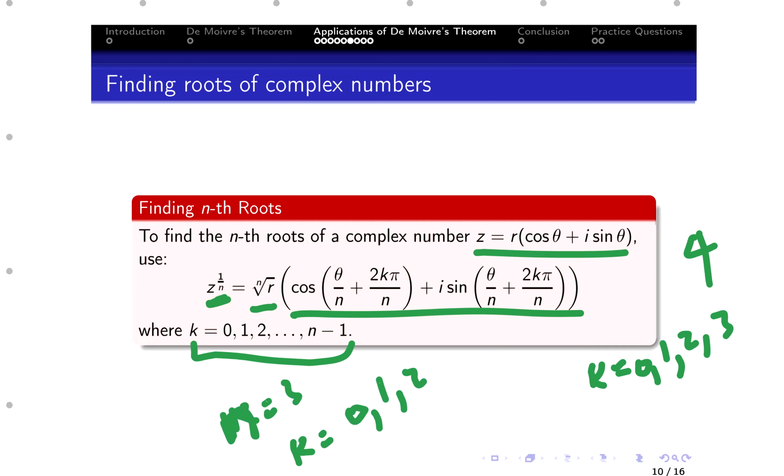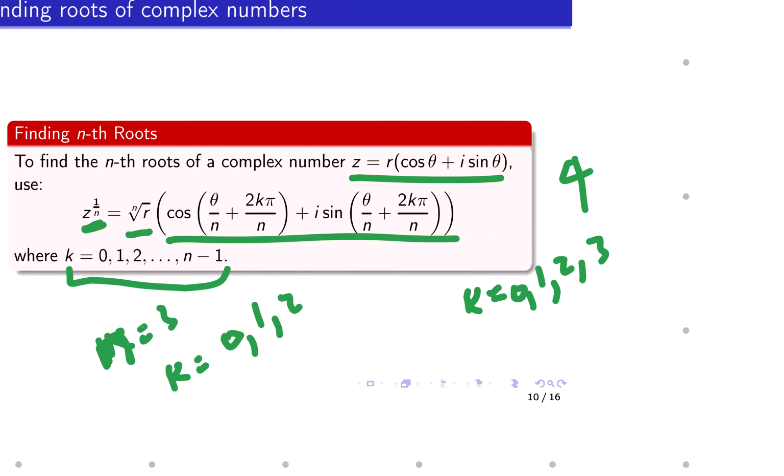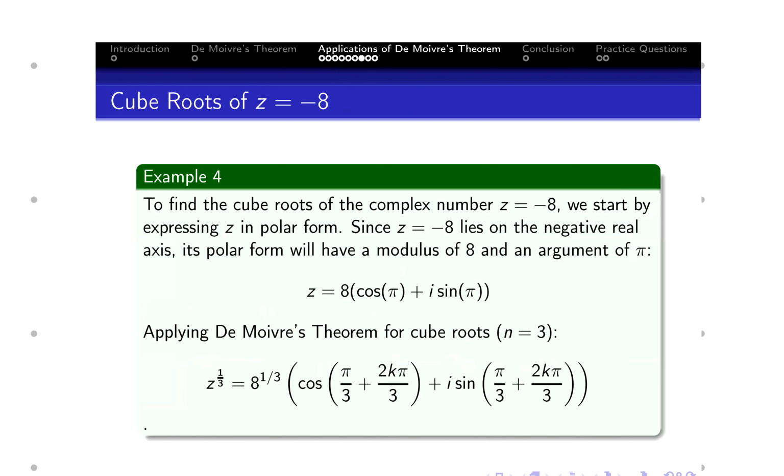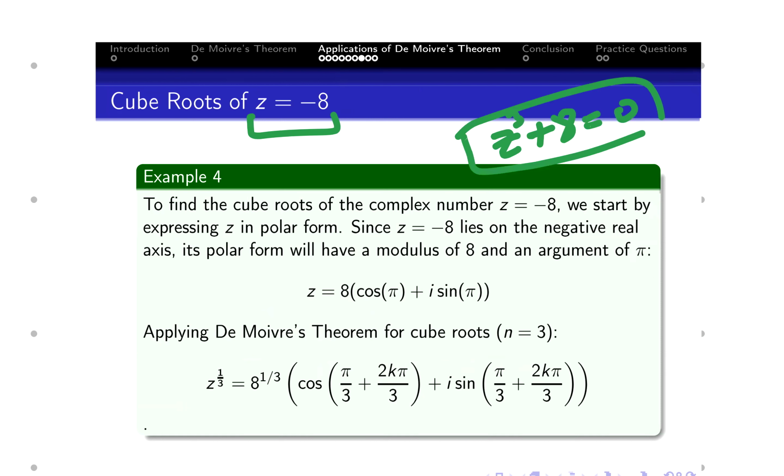Okay, so we go further into this. The question we have to deal with here is to take care of the cube roots of z equals minus 8. It's something like you have z cube plus 8 equals 0. It's more like you're solving this kind of problem. That's the idea of that. So to find the cube root of the complex number z equals minus 8, we start by expressing z in polar form.